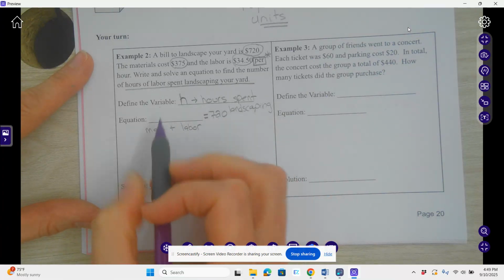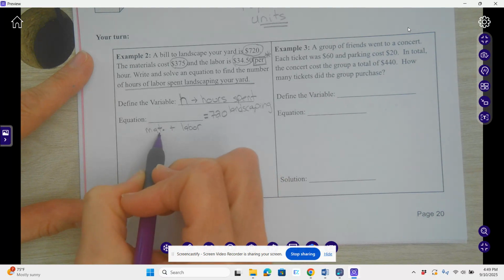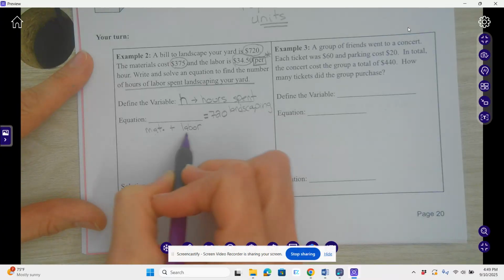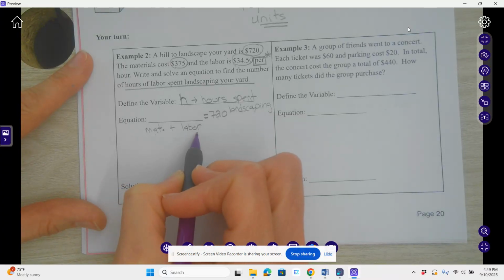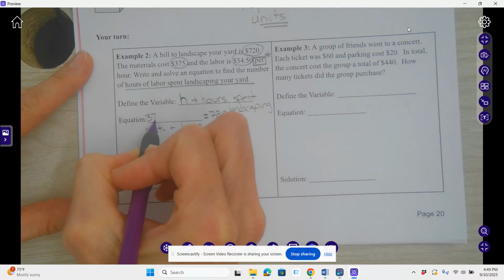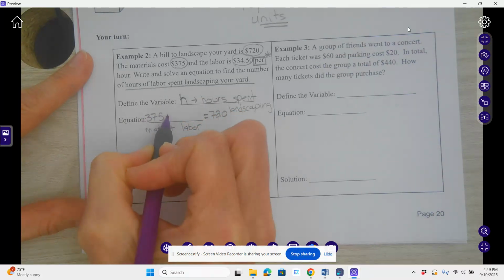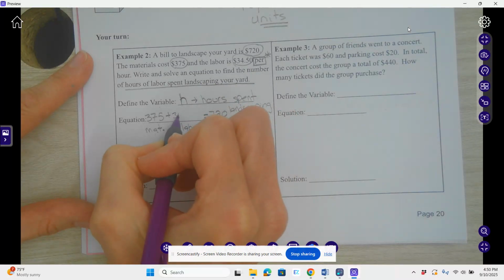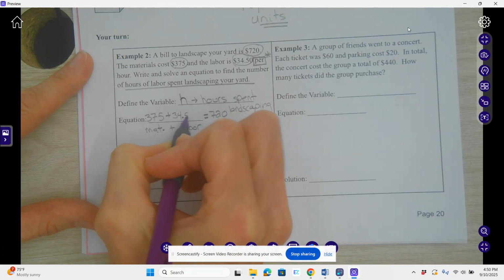They charge you for the materials, so this would be like the plants and the grass seed and the machinery that they use to work on your yard. And the labor is what they pay the workers. So the materials is $375 plus the labor is $34.50. You don't have a lot of room here.